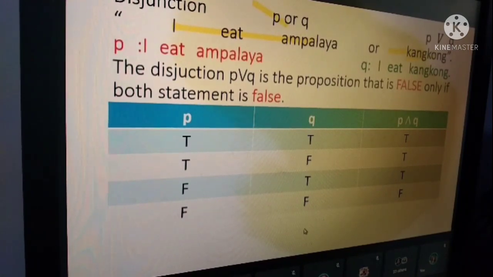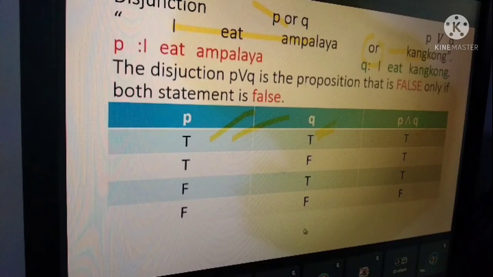Pwedeng kumakain siya ng ampalaya. Pwedeng kumakain, totoo na kumakain siya ng ampalaya. Kumakain din siya ng kangkong. Pero ang statement niya ay or. So, pwede isa dito ay totoo na. Di ba? So, ibig sabihin, kung totoo na kumakain siya ng ampalaya, kumakain pa siya ng kangkong, mas totoo yung paniniwala natin. Okay? So, this is or na to pala, or. Yan yung symbol or.